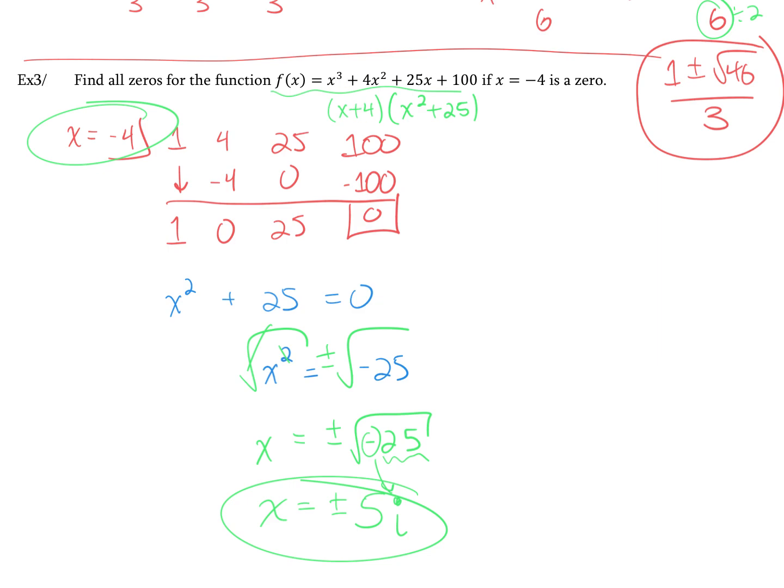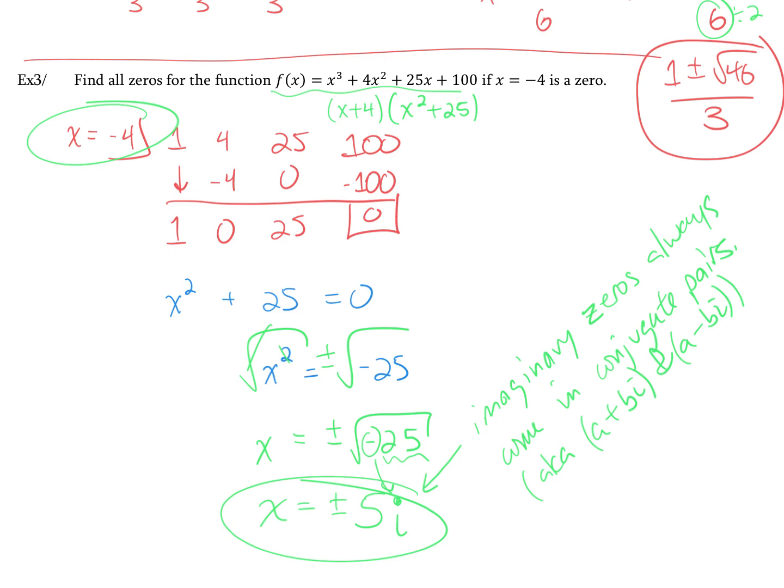A couple other things I want to point out. Imaginary zeros always come in conjugate pairs. That means there will always be an even number of imaginary or complex zeros. One version will have a positive imaginary unit, the other one will have the negative imaginary unit.